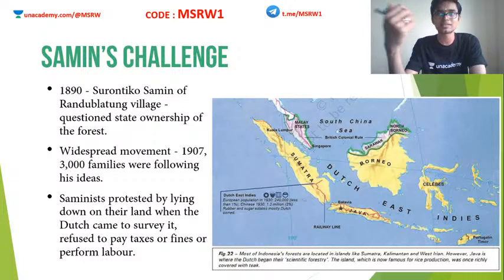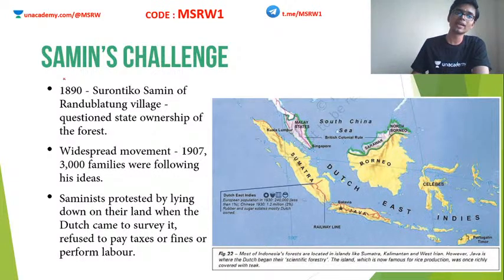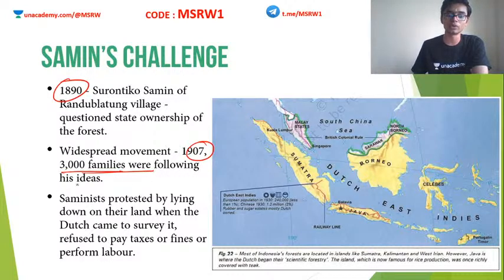And when he started questioning it, more and more people started joining his ideology. Eventually, this became a widespread movement. It started in 1890. By 1907, around 3,000 families were following his ideas. So it gained a lot of traction by this time.